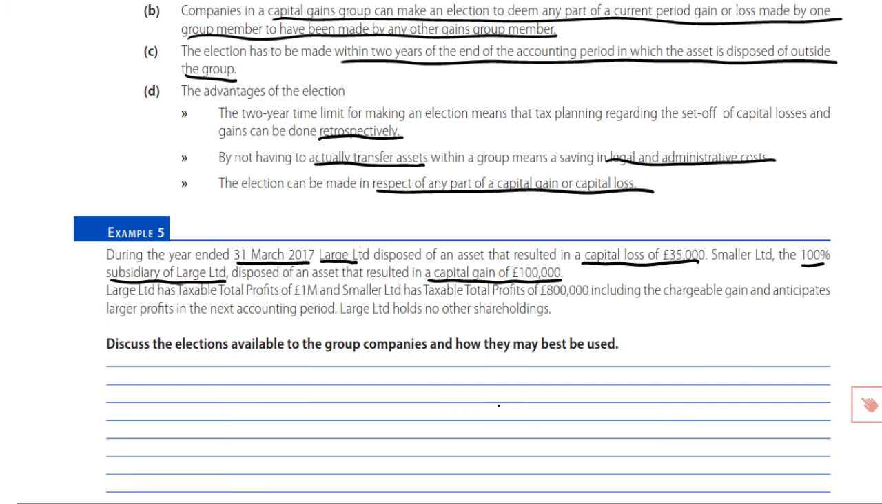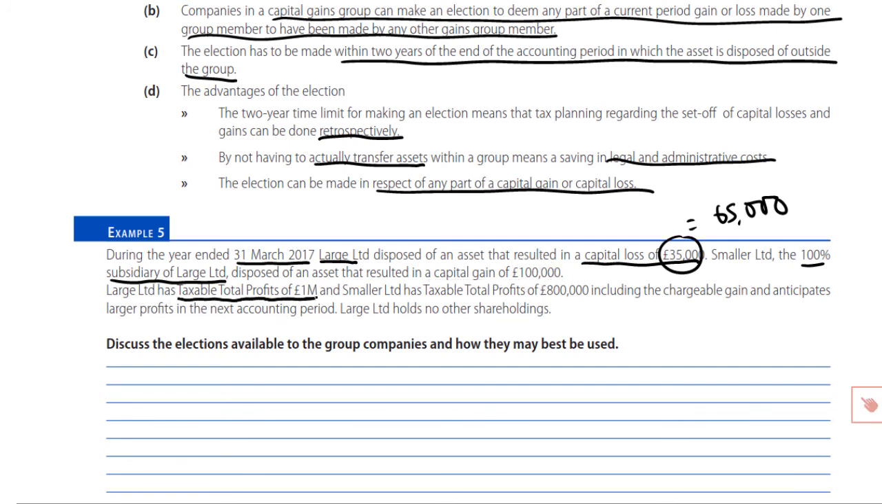Now, the initial impact is the same. You match the gain with that loss. It means that somewhere in that group, either in Large or in Smaller, you are going to end up with a net gain of 35 from 100. You've got a net gain of £65,000 there. So then the question is, where would you want that net gain? And that's where the next bit comes in.